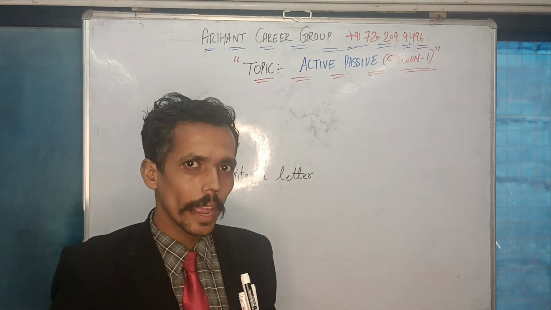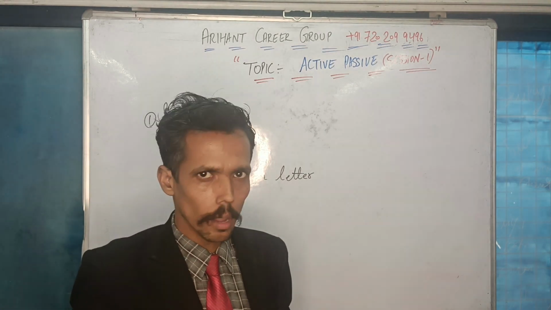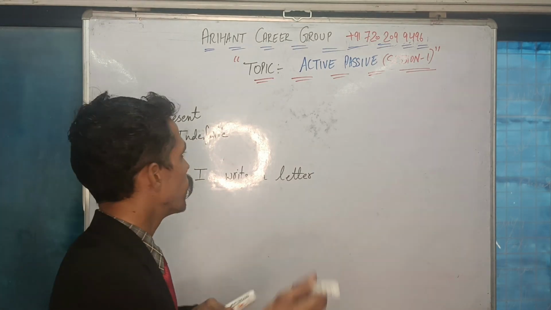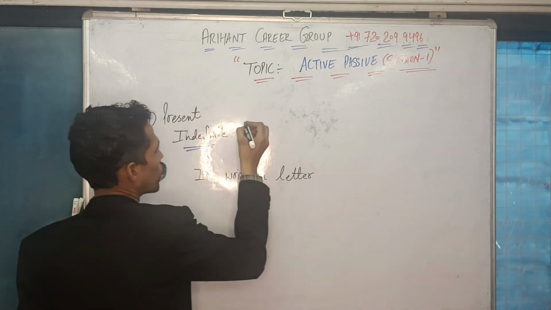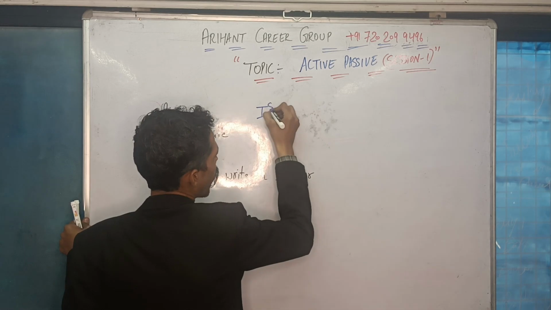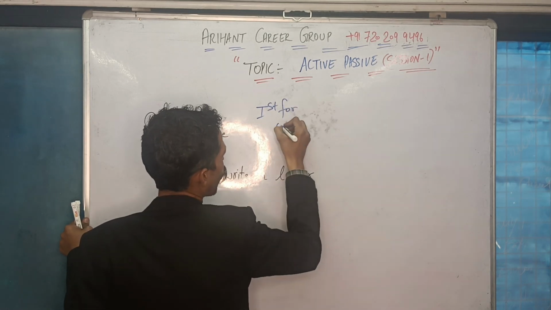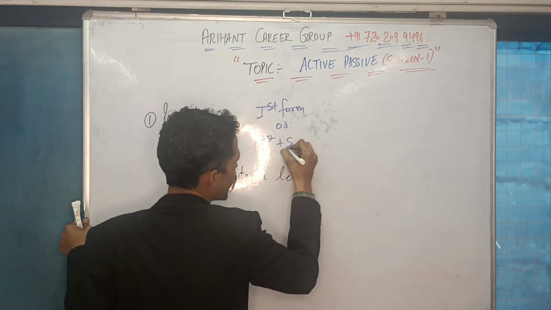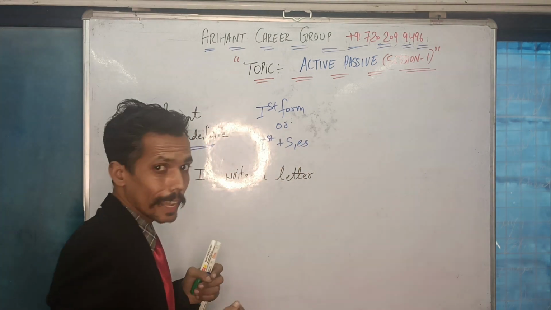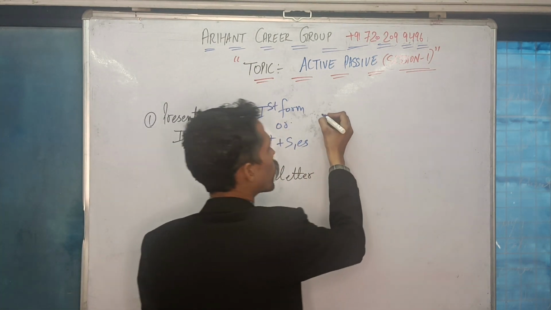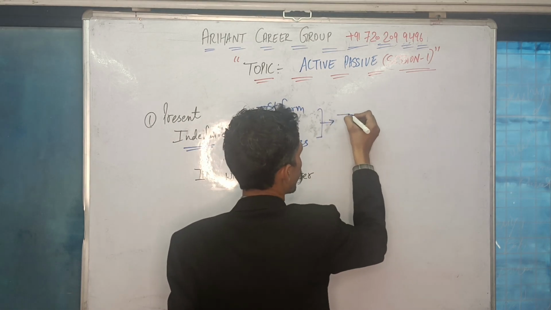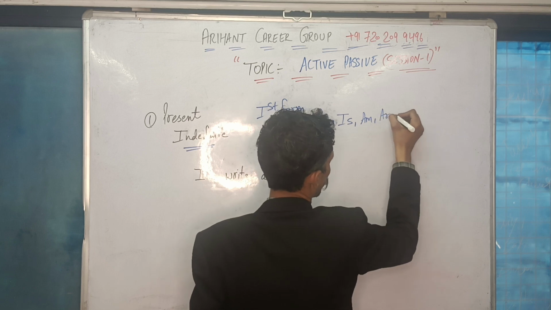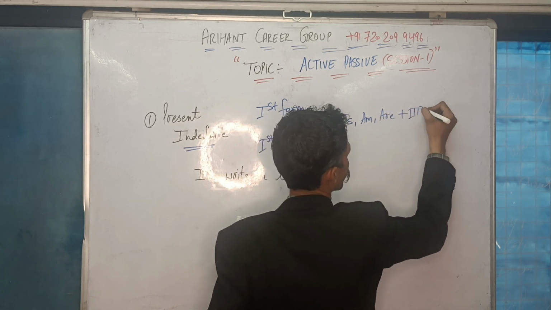what will you be given and what should be your response? My dear friends, please note down that in case of present indefinite, you will be given either the first form or the first form with s or es. In the answer, you are supposed to use either is, am, or are plus the third form.